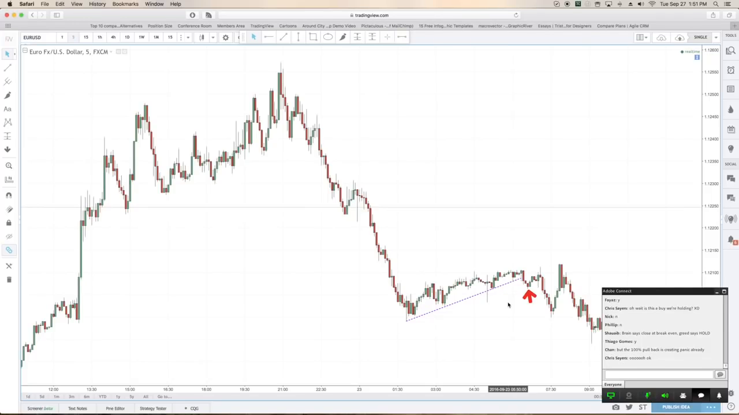Okay? Yeah, very good. But the 100% pullback is creating panic already. It's not just the panic of the pullback being so deep, it's the speed that it came down. It took you so long to get up here, but then so quickly, when you were in profit of $7,000, it suddenly became $6,000. In three little candles, immediately it took away $1,000.